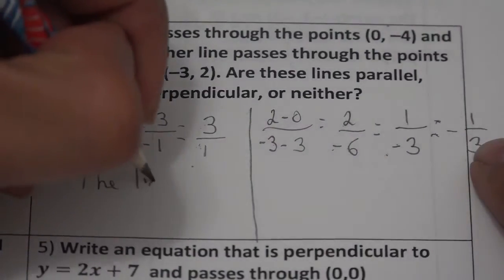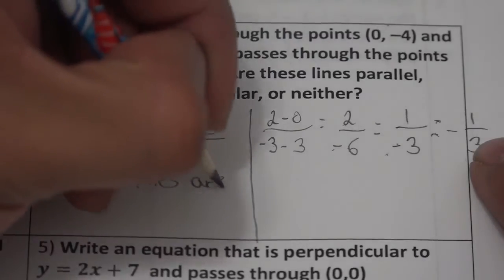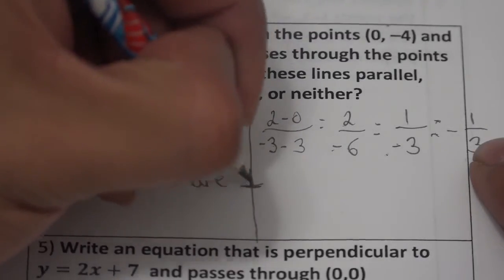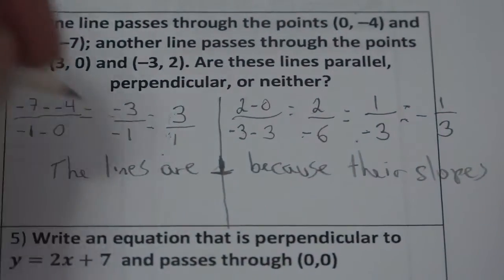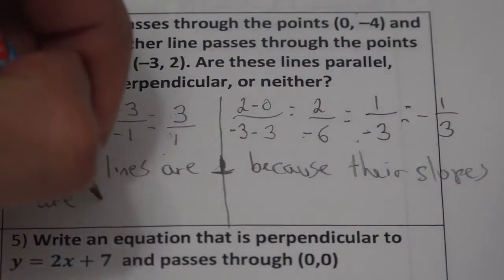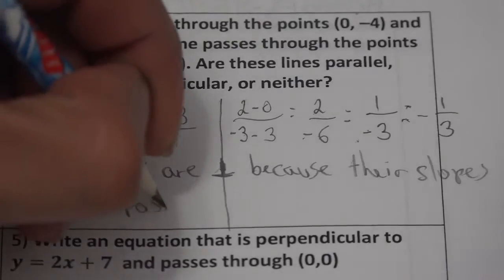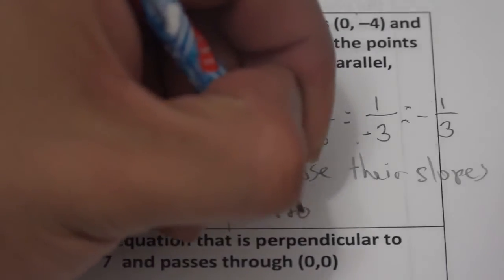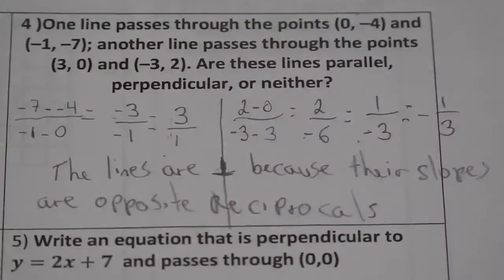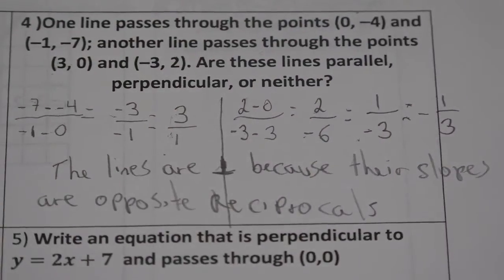The lines are perpendicular because their slopes are opposite reciprocals. As simple as that. Okay, let's move on to the next one.